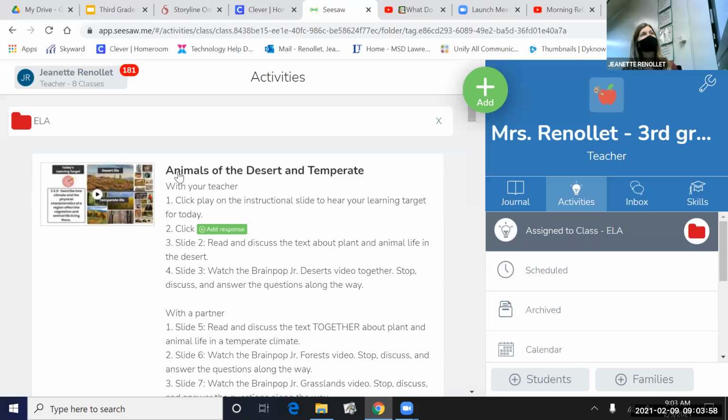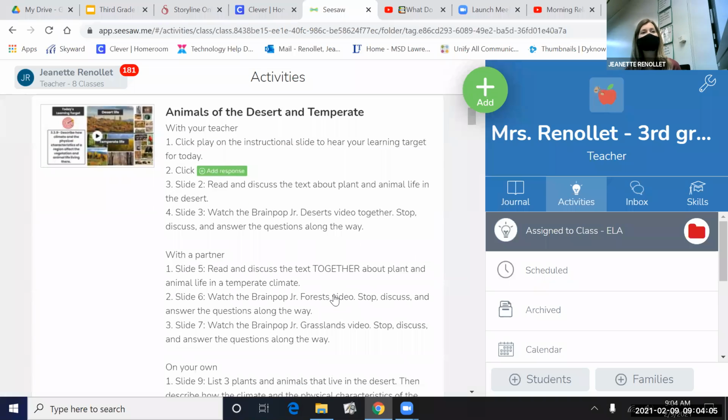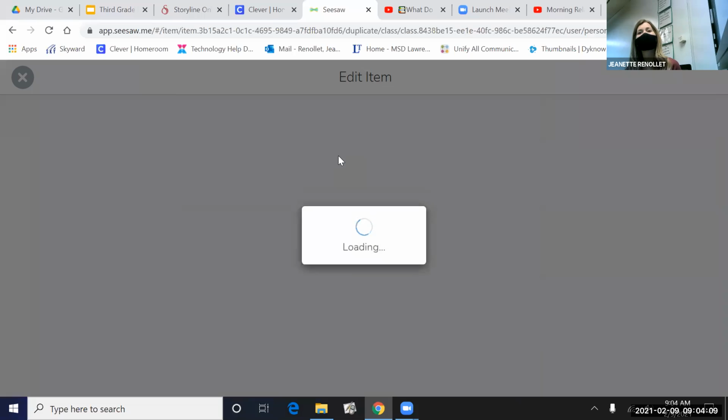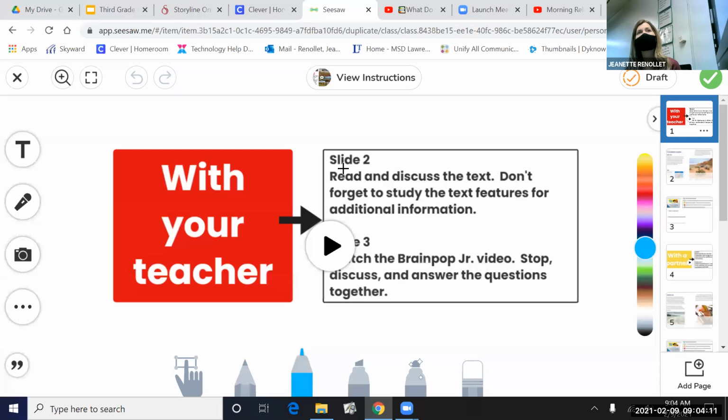Our task today is called Animals of the Desert and Temperate. Remember, we are talking about different climate regions. Please open to slide number 1 and be ready.